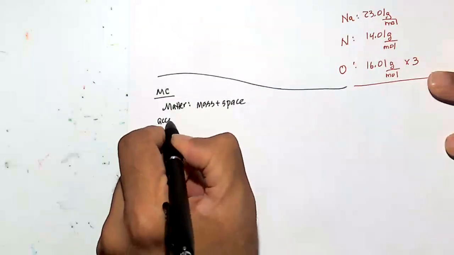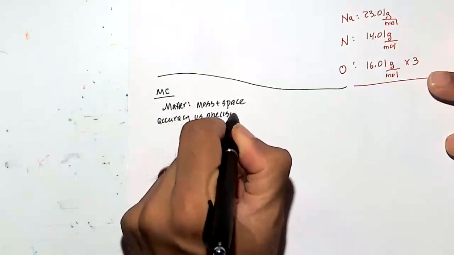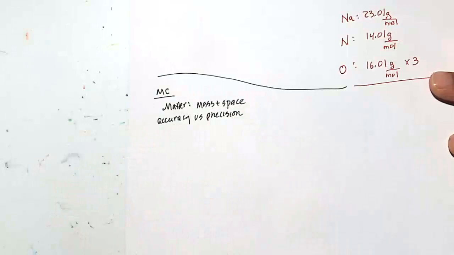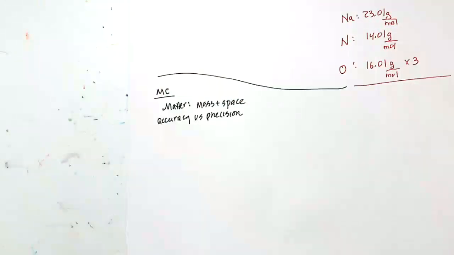Accuracy versus precision. So what is precision? Precision is hitting the same spot: consistency, reproducibility. What is accuracy? Hitting the mark. Hitting the mark is accuracy.